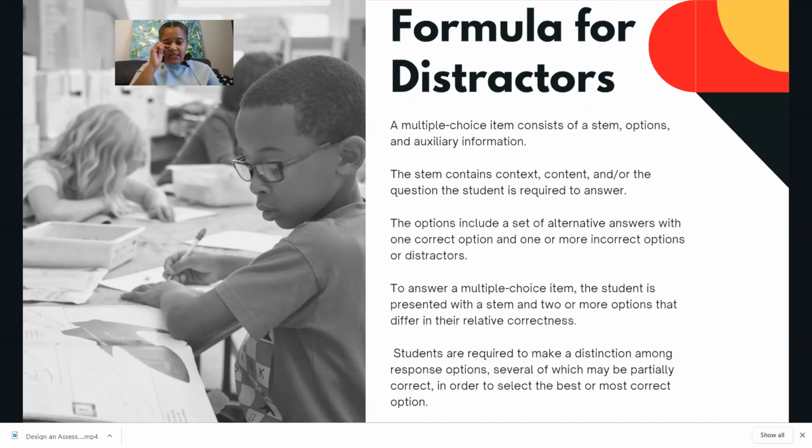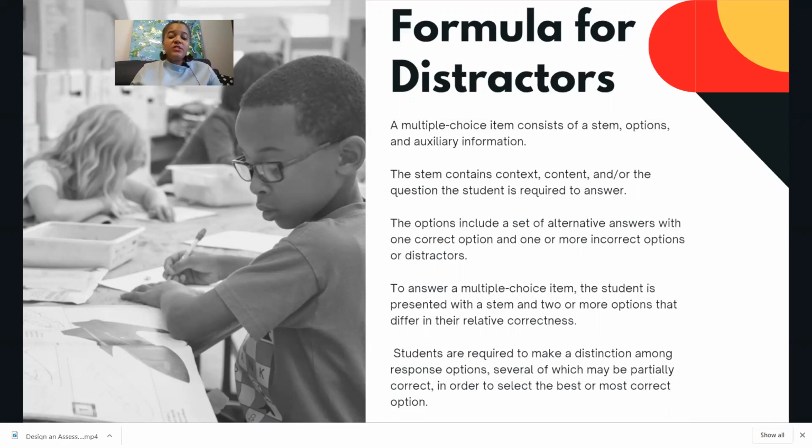Your stem contains context, content, and/or the question the student is required to answer. Options include a set of alternative answers with one correct option and one or more incorrect options, which are called distractors. To answer a multiple choice item, the student is presented with the stem and those options that differ in their relative correctness.